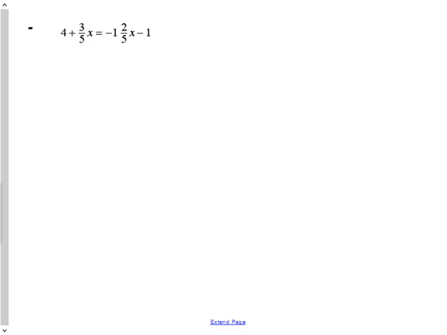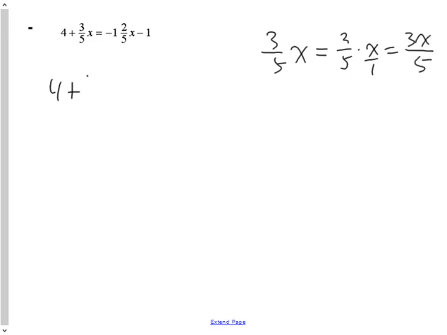Okay, so if you think about 4, well, 4 is going to stay 4. And all I want to think about is, what is 3/5 x really? Well, 3/5 x is really 3/5 multiplied by x, or 3/5 multiplied by x over 1. Multiply the numbers, you get 3x. Multiply the numbers, you get 5. So it's really the same thing as 3x over 5. Now the next one gets complicated.